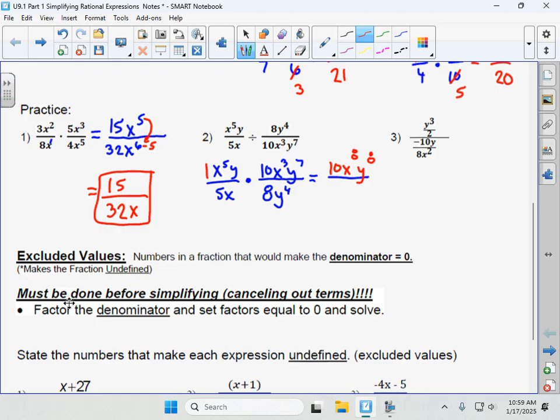On the bottom, 5 times 8 is 40. And then x, there's no other x's. And then y to the 4th, there's no other y's. Okay. So again, we're going to line up the x's with the x's and the y's with the y's also. All right, so now let's go ahead and simplify. So 10 over 40 I can divide by 10. So that's going to change to 1/4.